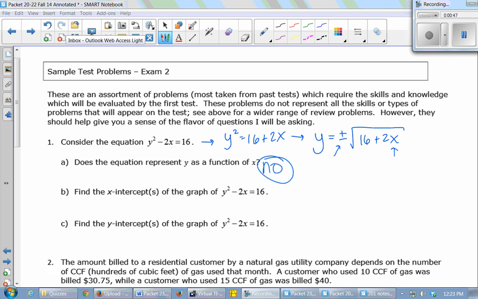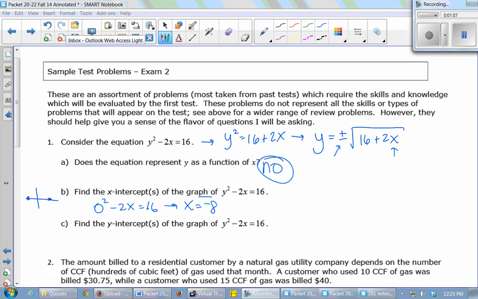So if I wanted to find the x-intercepts of the graph of this thing, when you're on the x-axis, anywhere on the x-axis, the y-coordinate is 0. So I replace the y with a 0 in this equation. And I end up solving for x, and I get x equals -8.